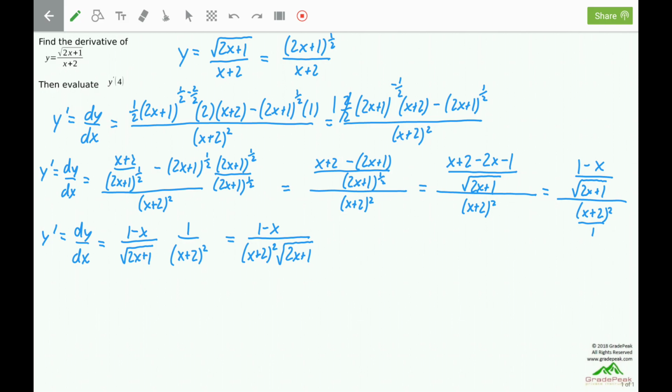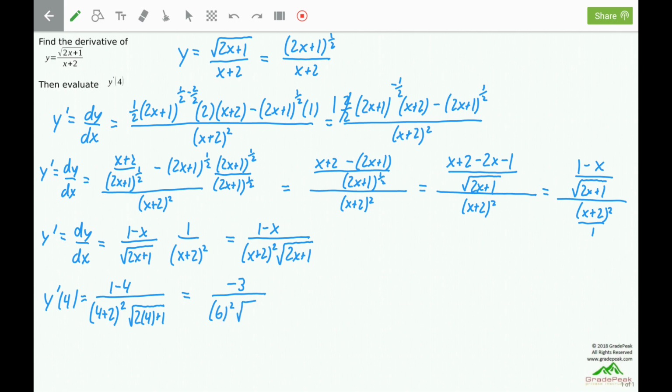The next thing to do is evaluate y prime of 4. So y prime of 4 means to plug a 4 in for each of the x's. So we will have 1 minus 4 divided by 4 plus 2 quantity squared times the square root of 2 times 4 plus 1. Now in the numerator, 1 minus 4 is a negative 3. In the denominator, 4 plus 2 is 6 squared.